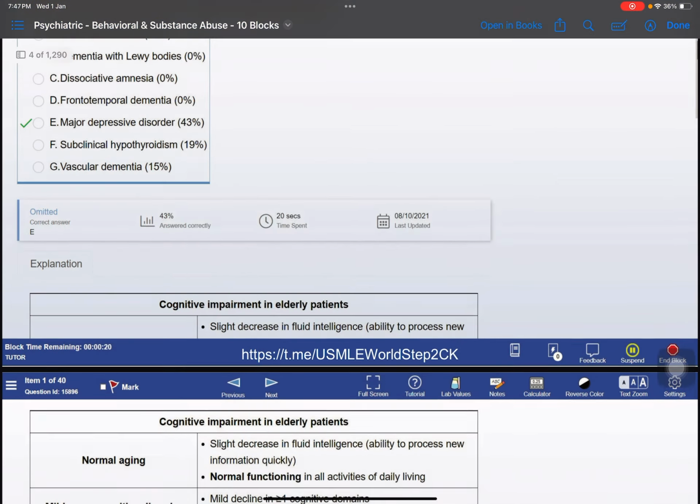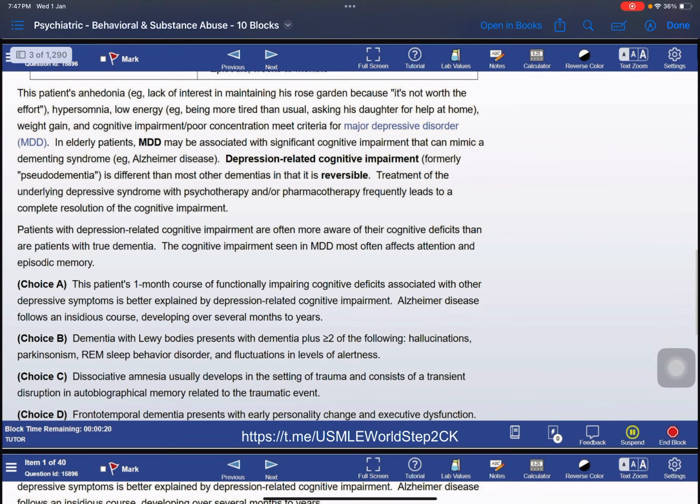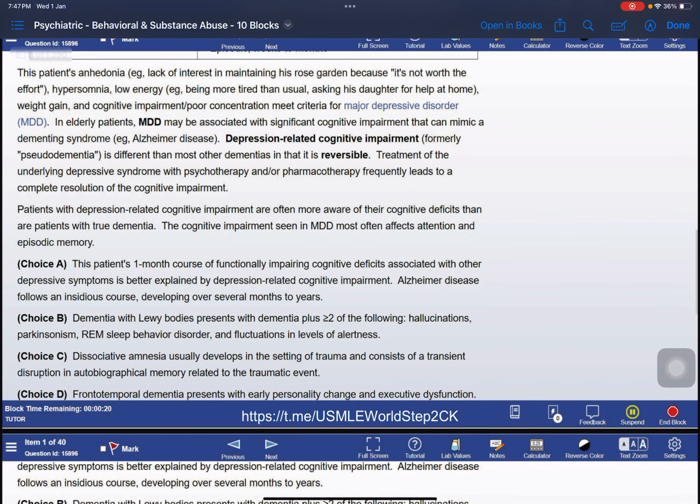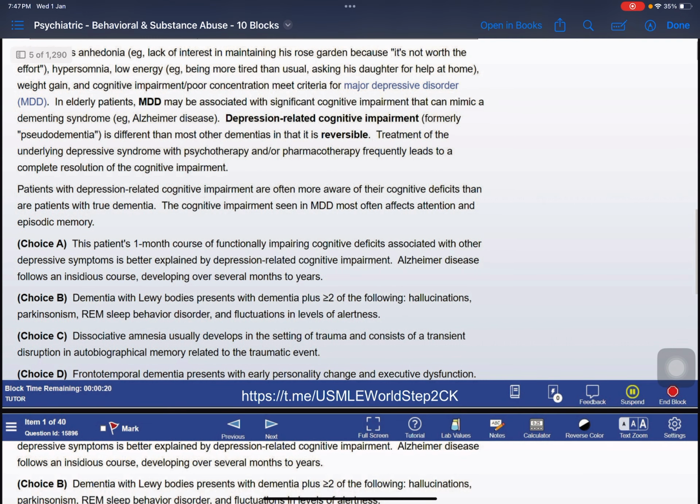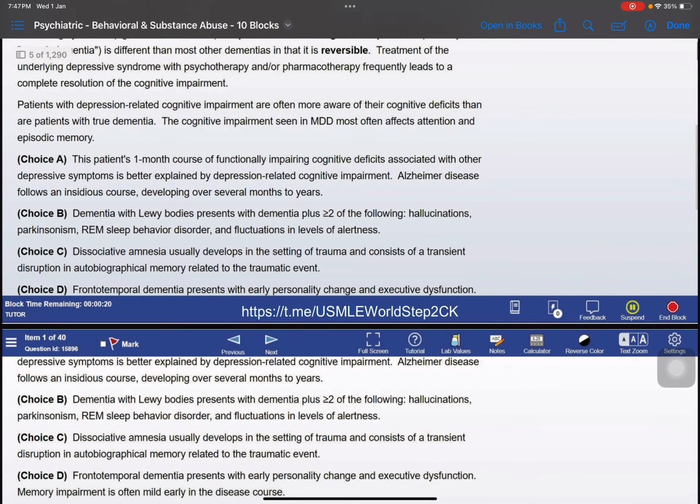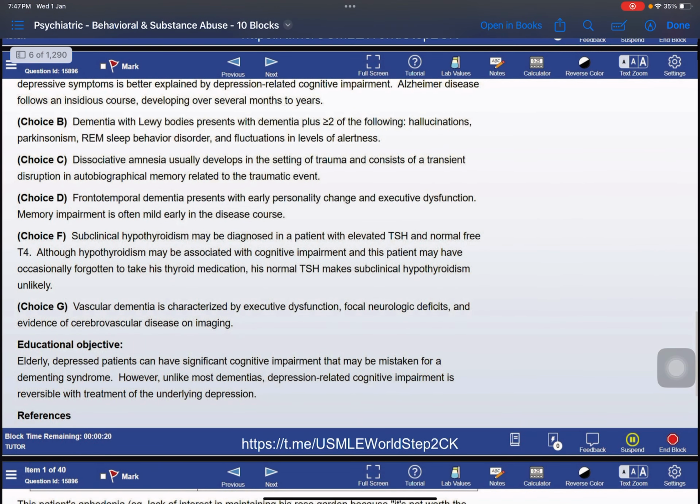If there was any answer that you thought was the answer, make sure you read it. Let's say I was thinking about Alzheimer's, so let's read this one. This patient, over 1 month, has a course of functionally impairing cognitive deficit associated with other depressive symptoms, which is better explained by depression-related cognitive impairment. Alzheimer disease follows an insidious course developing over several months to years. So Alzheimer's would not develop in 1 month, right? So this is something I need to make a concept of: Alzheimer's will develop over a few months rather than just 1 month. So the diagnosis was depression.